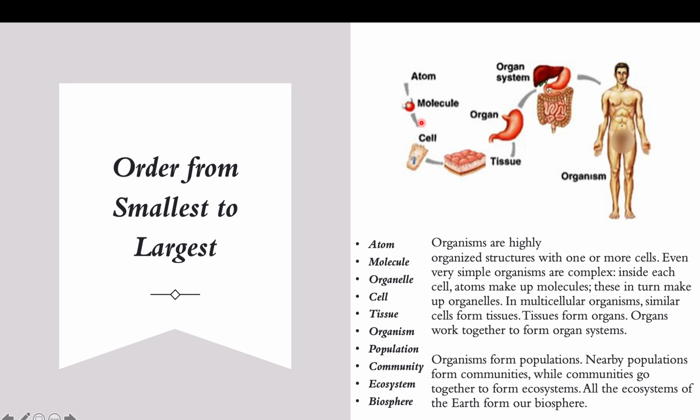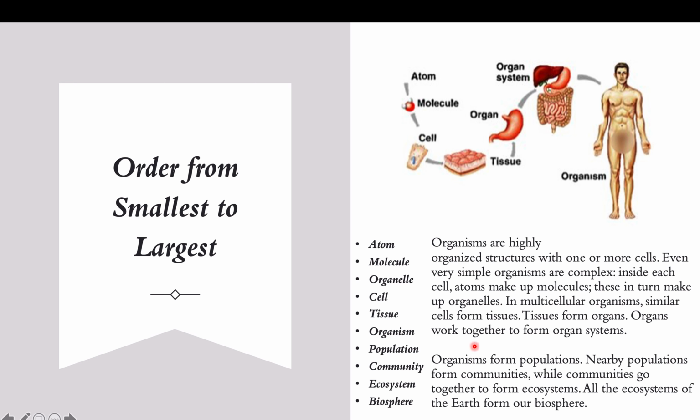In multicellular organisms, similar cells will form tissues, like those we mentioned in the last slide. Tissues then form different organs. This is the stomach, for example, which then will work within organ systems to overall work for an organism.